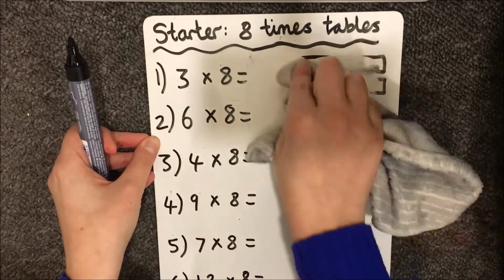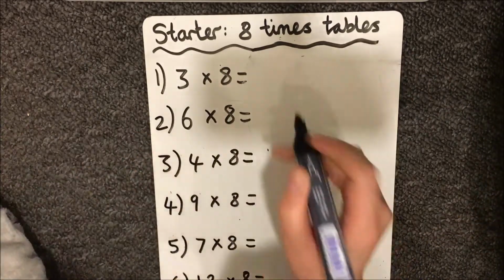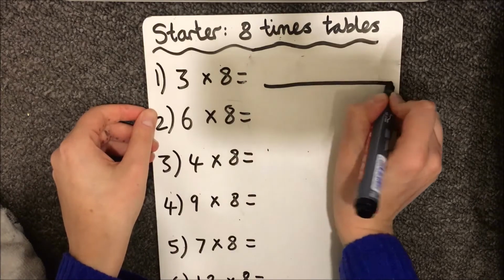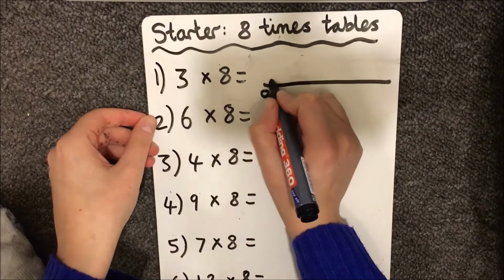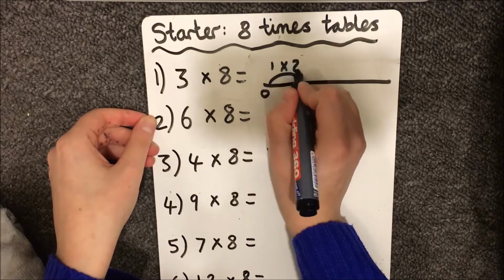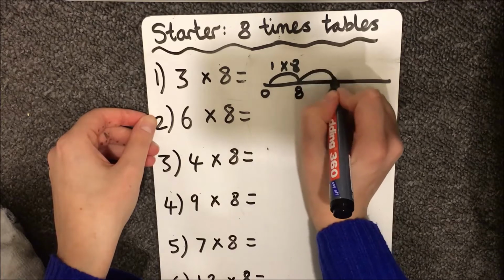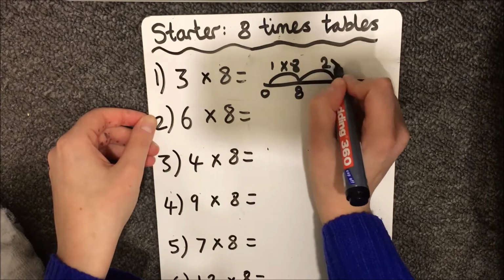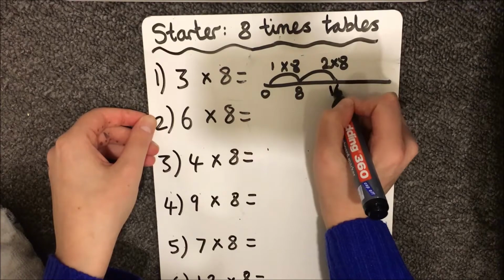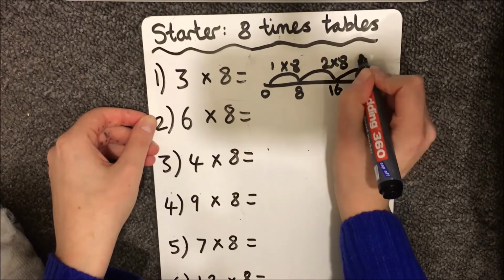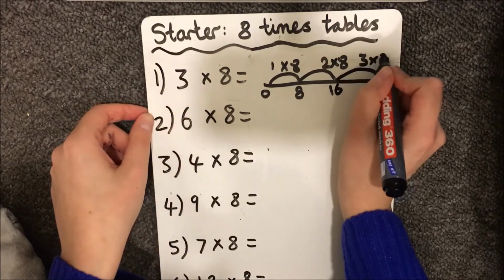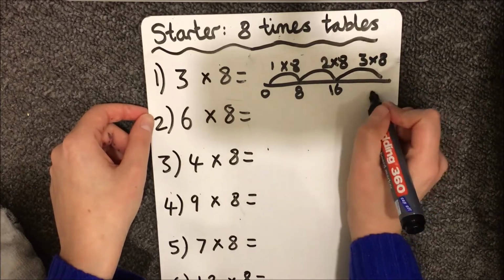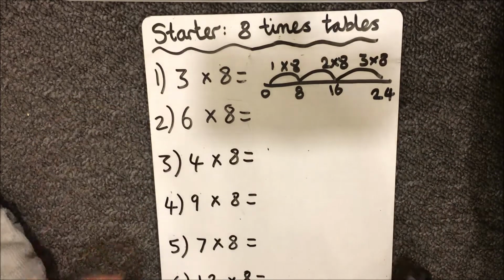What was my last method? Do you remember? Number line. Fantastic. So I start off with 0. Do 1 times 8, which is 8. Each jump is a group. 2 times 8 is 16. Last one, 3 times 8 is 8, 16, 24.